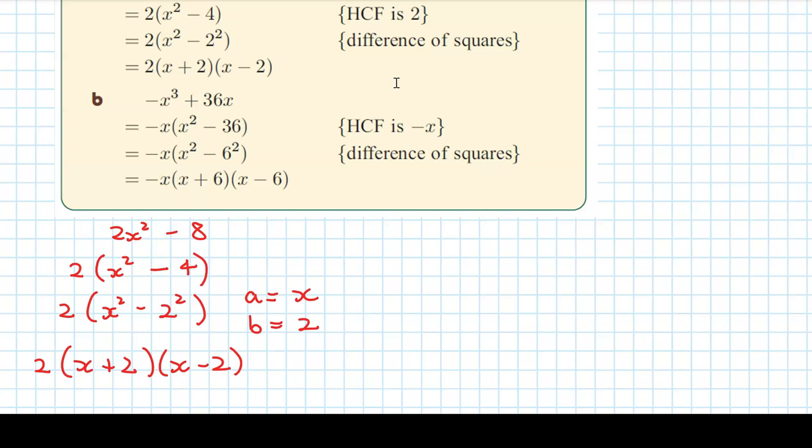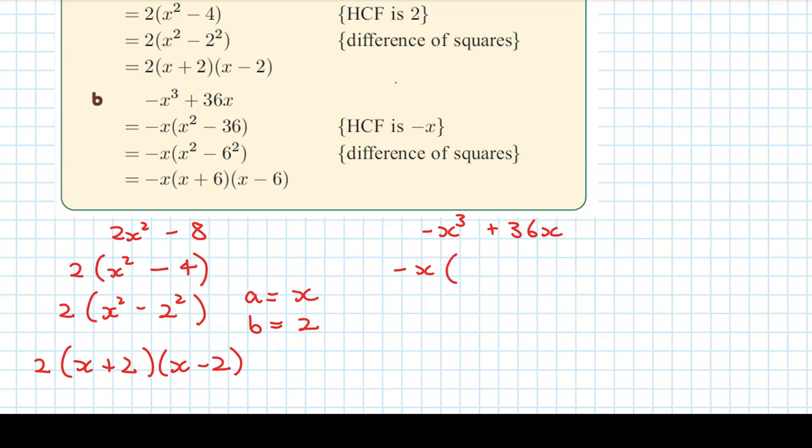With the second one, I will write the question out first. So minus x cubed plus 36x. So we want to extract our highest common factor. So in this case, the number 1 obviously goes into both of those, but also so does minus 1. But also you notice that x is on both sides. So x is a common factor. So x will go into both of those, and also minus x will go into both of those. So we want to extract the minus x, and I'll just explain why that is first up.